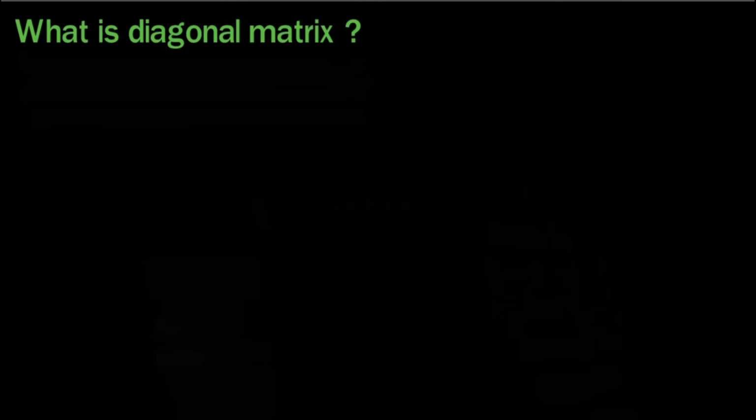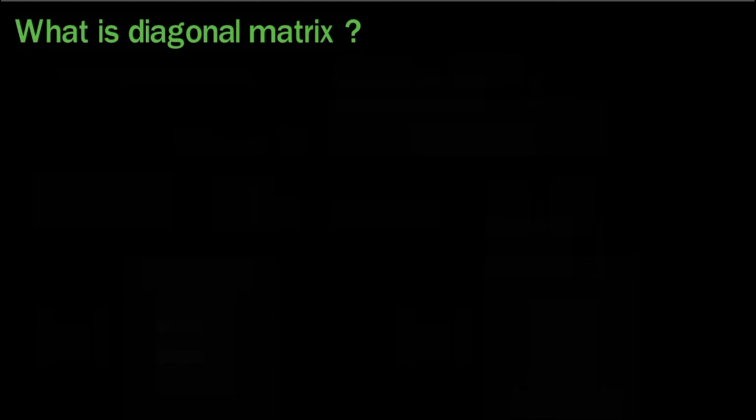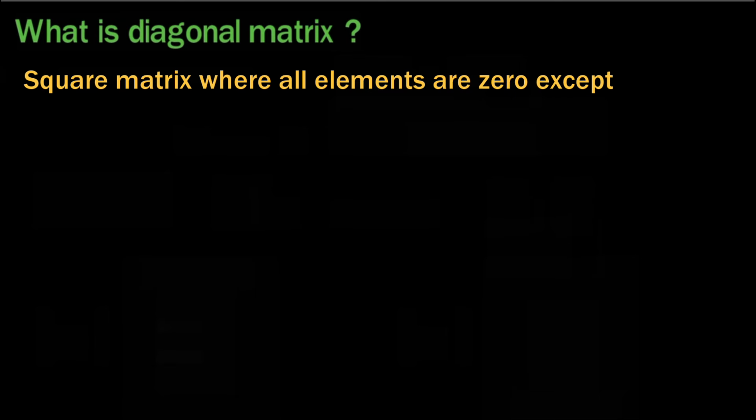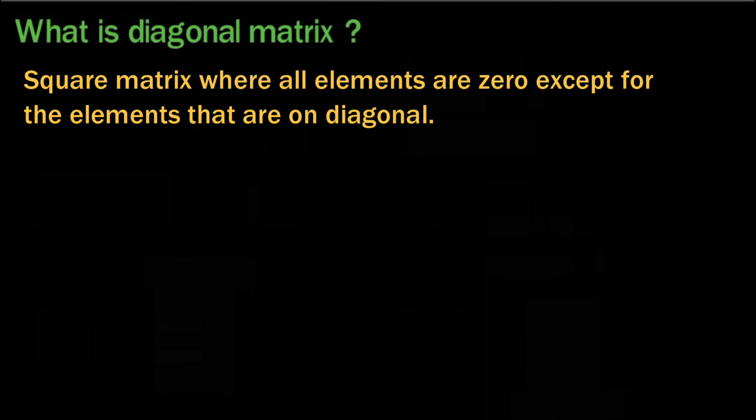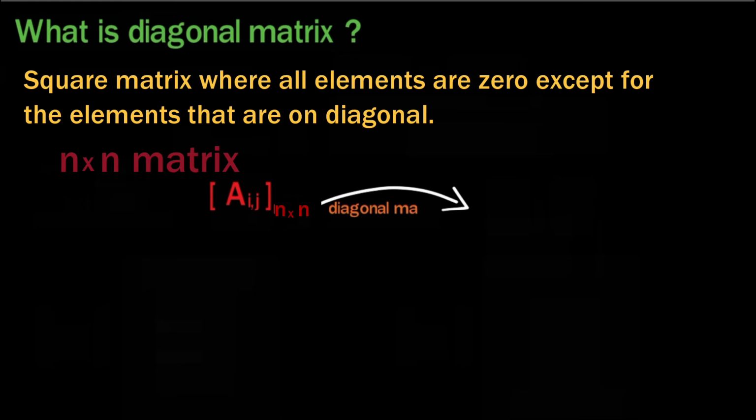So let's start off with what is actually a diagonal matrix. A diagonal matrix basically is a square matrix where all elements are 0 except for the elements on the diagonal. So what is a square matrix? A square matrix is an n by n matrix. Let's say we have matrix A with row i and column j, and it's an n by n matrix. It is a diagonal matrix if a_ij equals 0 when i is not equal to j.